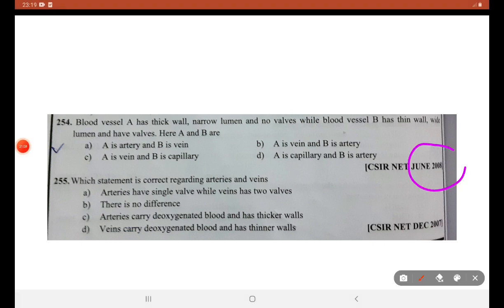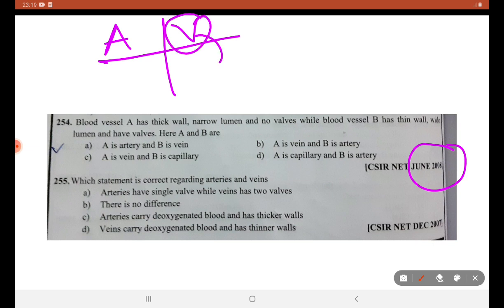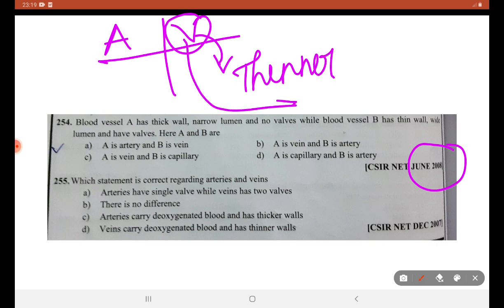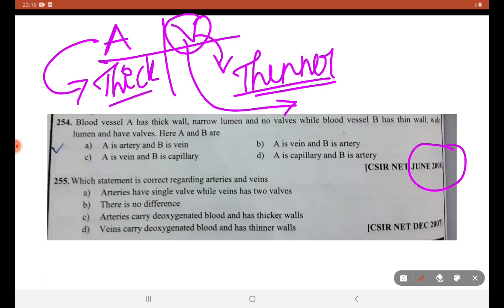Next question from June 2008. Major difference between artery and vein based on the thickness. Vein is thinner. So only then we can extract blood from vein. When we go to hospital, a nurse will come and extract blood from venous blood because it is thinner. Arterial wall is thicker. Venous wall is thinner, so they can easily pierce in and get the blood. Okay. So A is the correct answer.